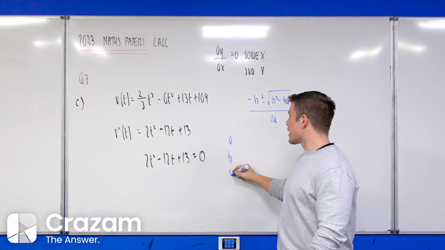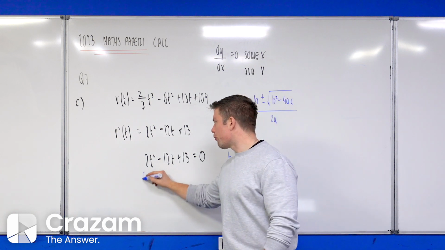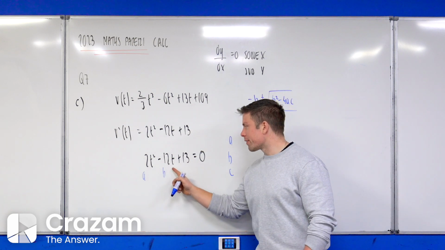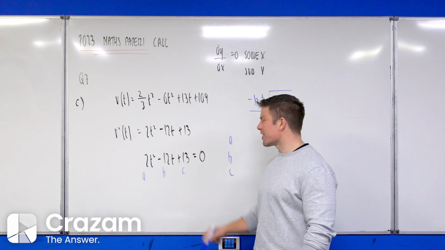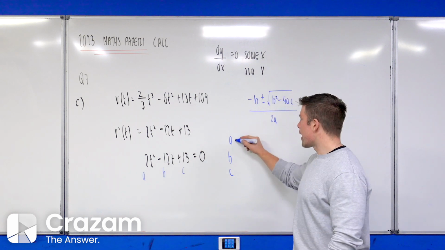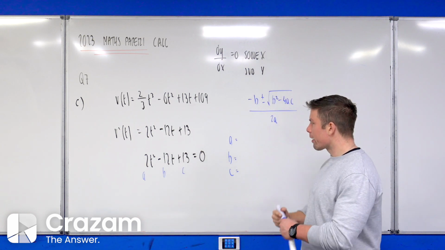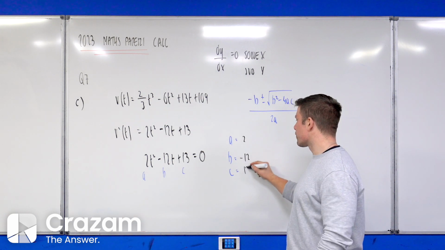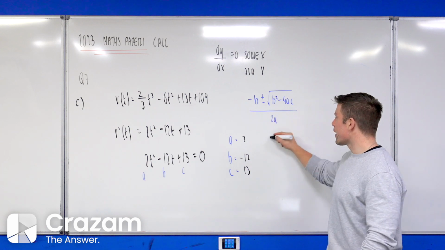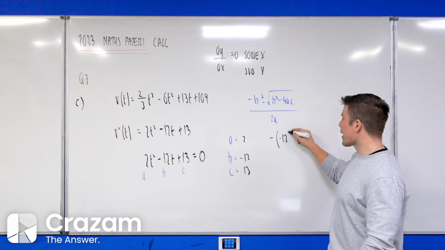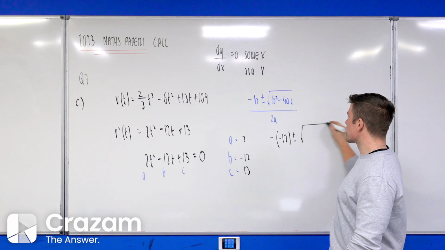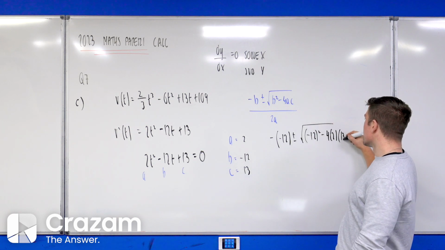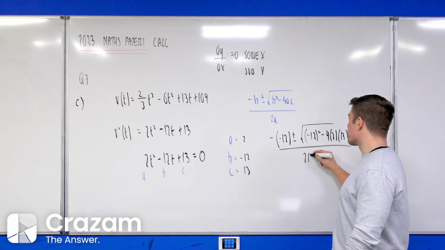I always write down what a, b, and c are. A is the coefficient of the squared, b is the coefficient of, it's usually x squared and the x, but in this case just the t, and c is whatever is left over. And sometimes there might be more than one thing left over in a different style of question. We've got 2, minus 12, and 13. If we fill it out, and I like to use brackets, minus b plus or minus the square root of minus 12 squared minus 4 times 2 times c all over 2 times 2.